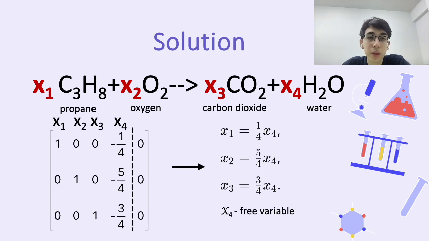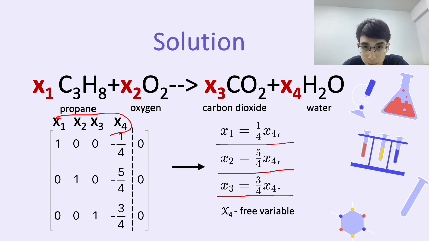We need to remember that in an augmented matrix, each column represents coefficients for a certain variable. So I have my x1 through x4 variables, and when I translate this matrix back to equations, the top row gives me this, the second row gives me this, and the third row gives me this. So we have only 3 pivot points. For this, x4 is a free variable.